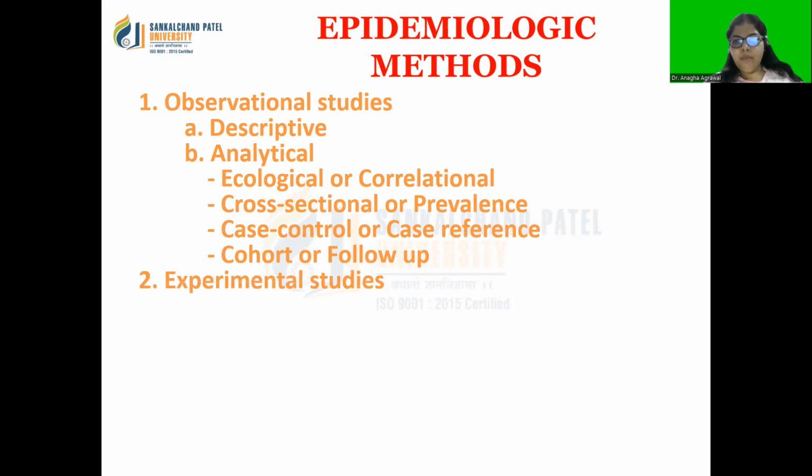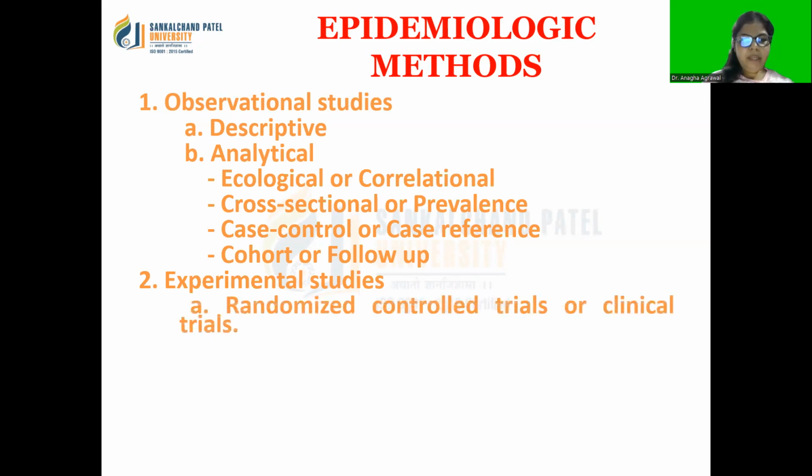Now, the second type, which is the most important, which we are going to take today, is the experimental study. What do you mean by experimental study? Here we are actually going to have an experiment. We're actually intervening in their day-to-day life. We are advising them something as a doctor, or we are asking them to remove some bad habit from their life, so that the risk factor will be removed and their life will be better. There will be health promotional activity. This can again be divided into randomized control trial or clinical trials and non-randomized control trial.